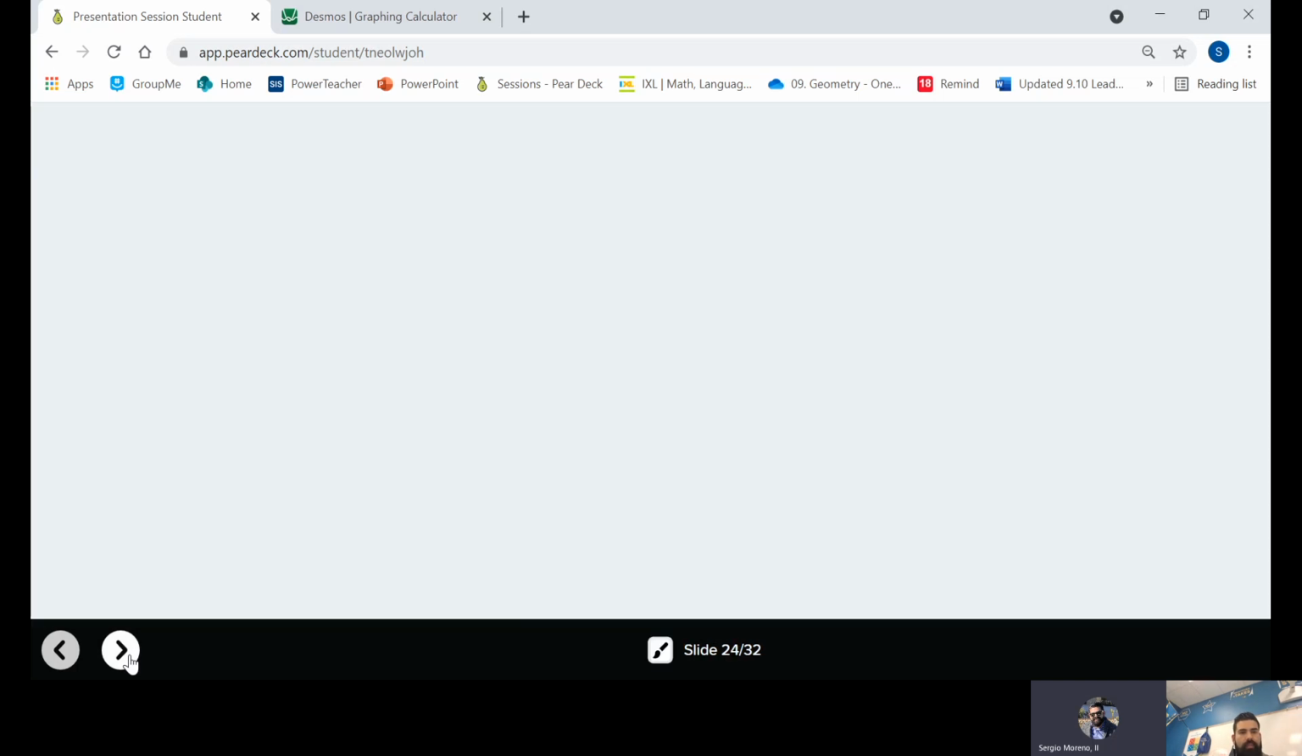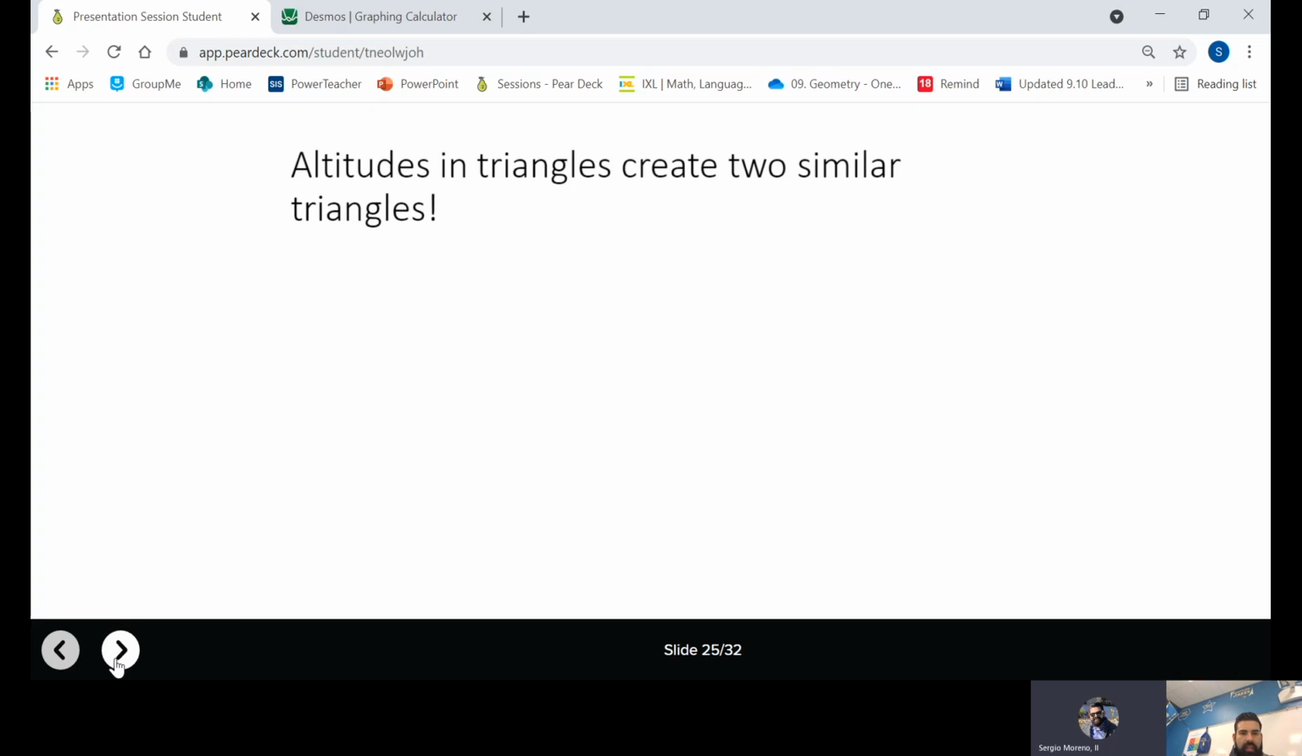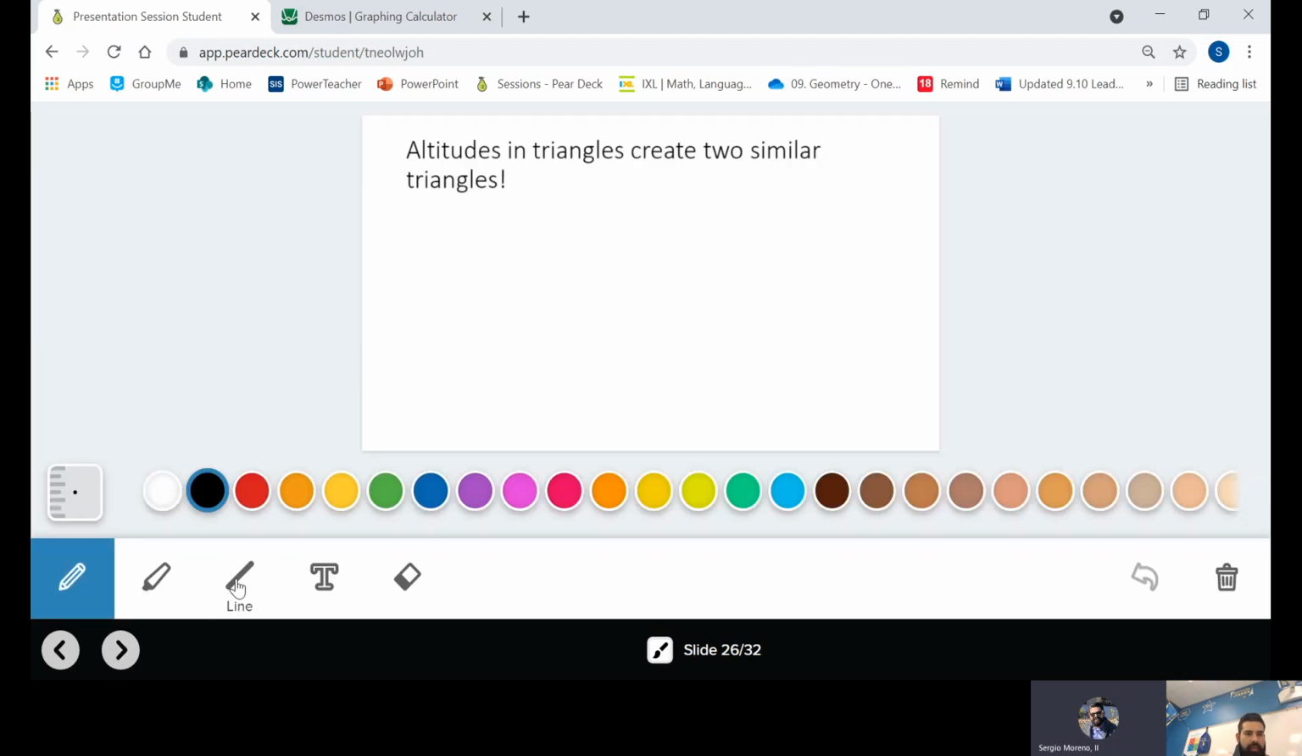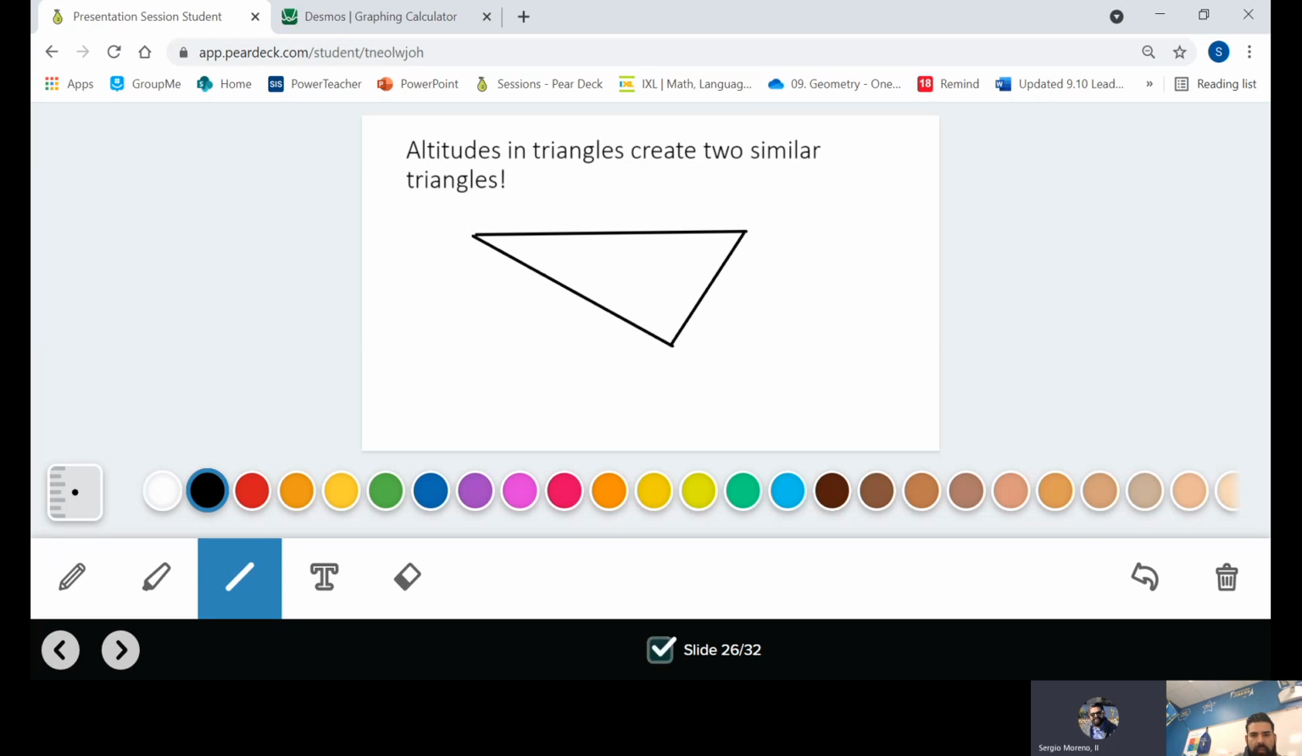Next one. In a survey, we'll come back to this one in a second here. Altitudes and triangles create two similar triangles. So I think we touched on this in class, but basically watch as follows. I'm going to make one big right triangle, just like this. Now, if I take an altitude as follows, and I draw it from a vertex to the opposite side, an altitude automatically makes another 90 degree. So, because this is created here, this altitude now creates two similar triangles.